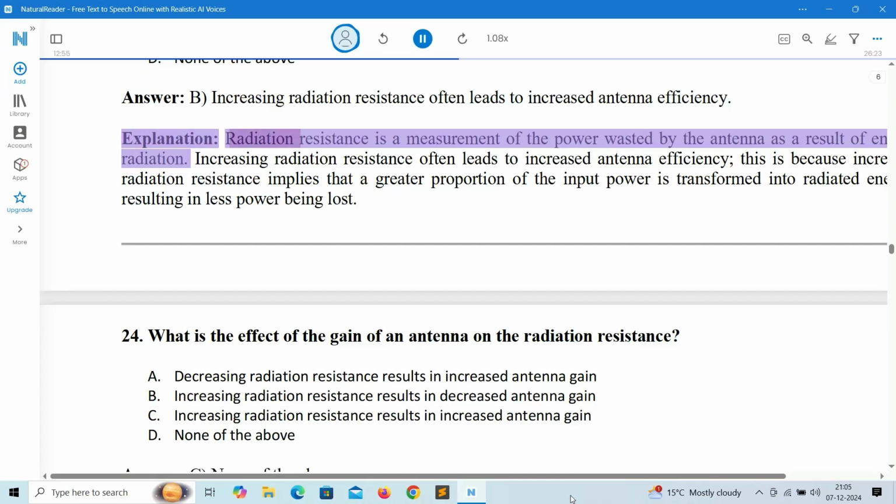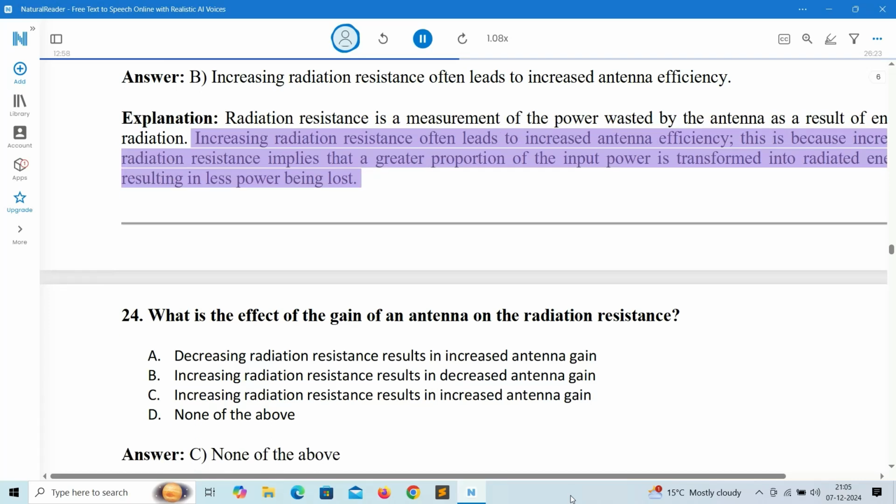Explanation. Radiation resistance is a measurement of the power wasted by the antenna as a result of energy radiation. Increasing radiation resistance often leads to increased antenna efficiency. This is because increased radiation resistance implies that a greater proportion of the input power is transformed into radiated energy, resulting in less power being lost.